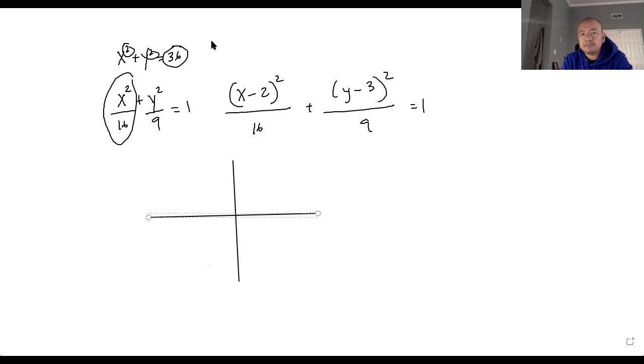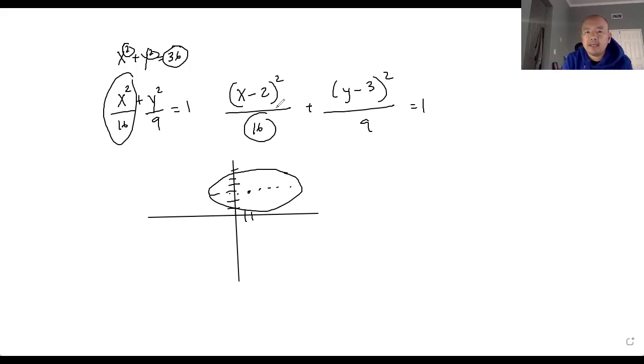you would start at 2, 3, because the h and k are 2 and 3, and then you'd take the square root of 16, which is 4. Since this is the major axis, you would go 4 to the right and 4 to the left, and it would be an ellipse going this way. And then you would go 3 up, 1, 2, 3, and 1, 2, 3 down. Again, I'm just trying to go fast because there are so many other things to go through.